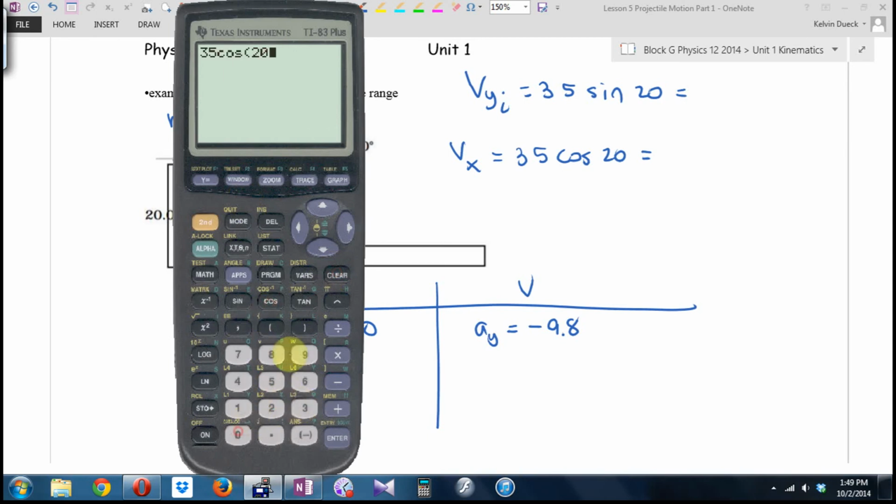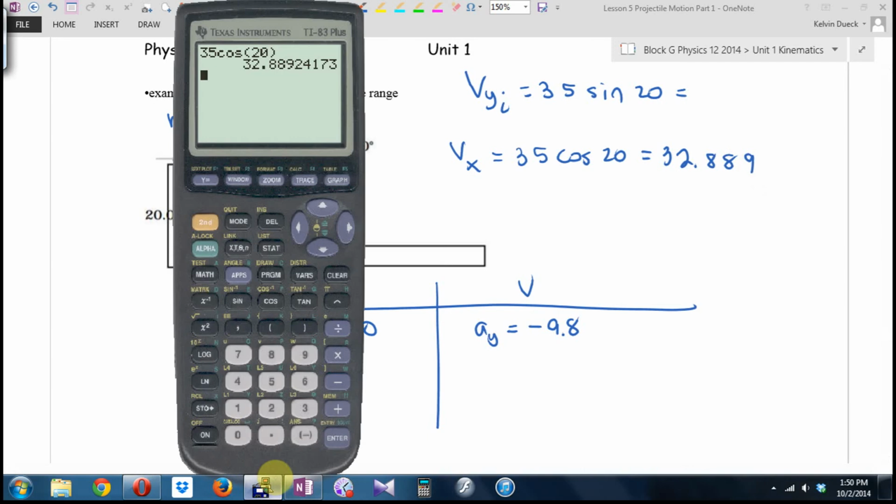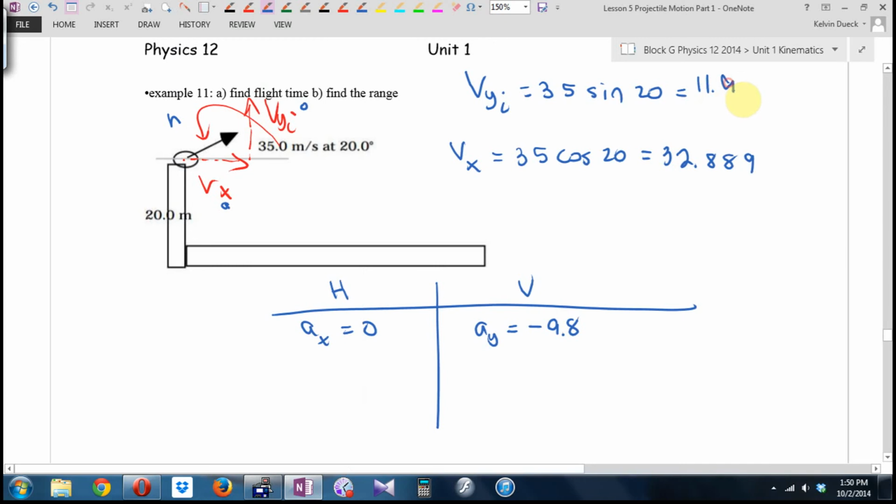35 cos, I'll go 32.889. And 35 sine, I'll go 11.971. I'll go to 5 or 6 sig figs, and that should give me enough breathing room so that when I get to 3 sig figs at the end, I'm good.